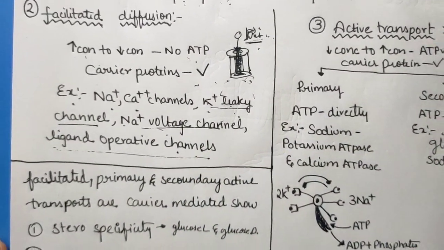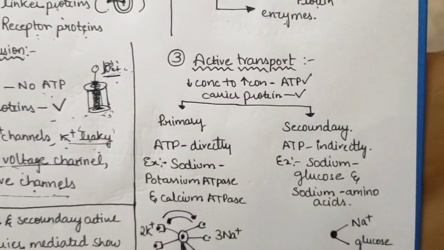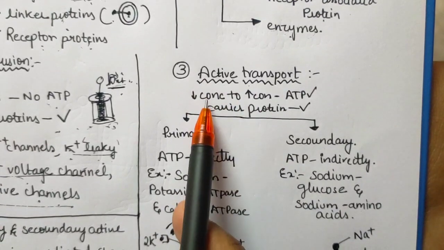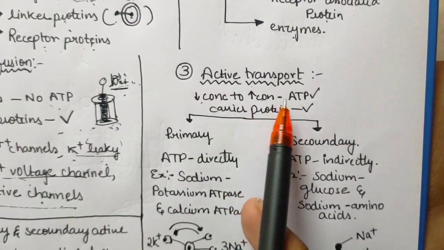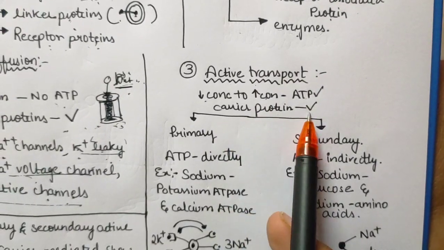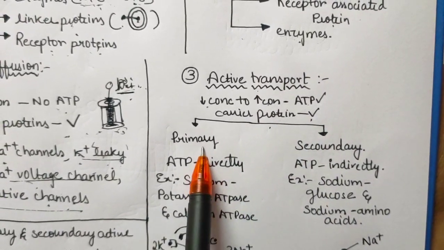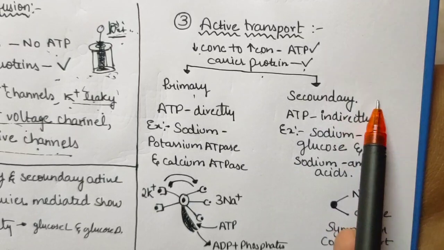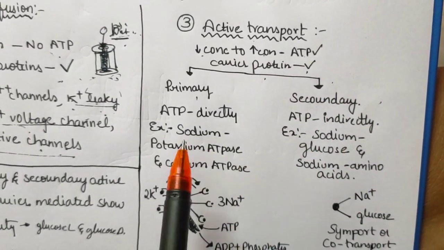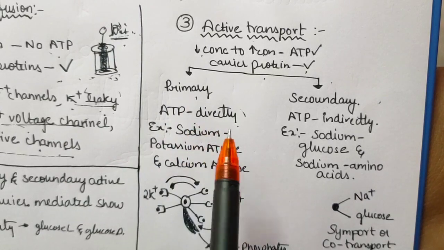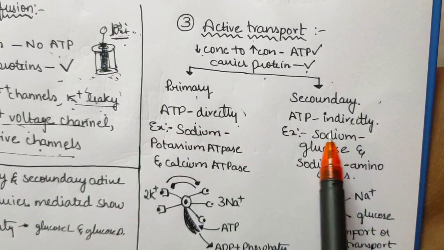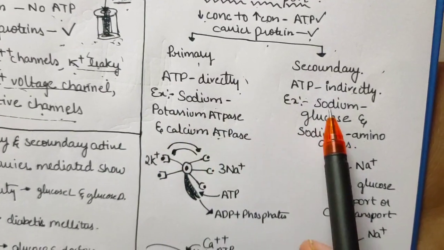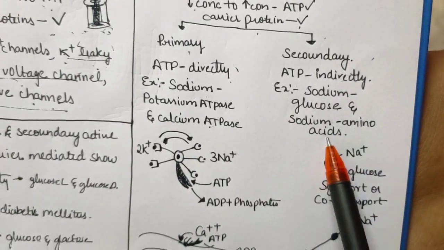Now let us know about the third transport system, which is known as active transport system. From the name only you can say it moves from low concentration to high concentration, where it uses ATP, and carrier proteins are also present. It is divided into two types: primary active transport as well as secondary active transport. In primary, ATP or energy is directly used, whereas in secondary, ATP is indirectly used. Examples are sodium potassium ATPase and calcium ATPase in primary, and sodium glucose and sodium amino acids in secondary.